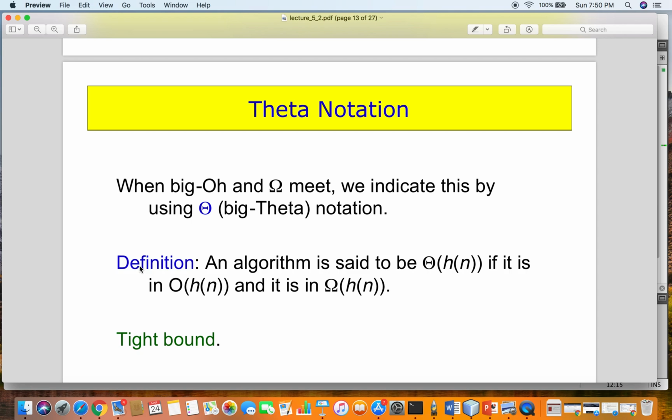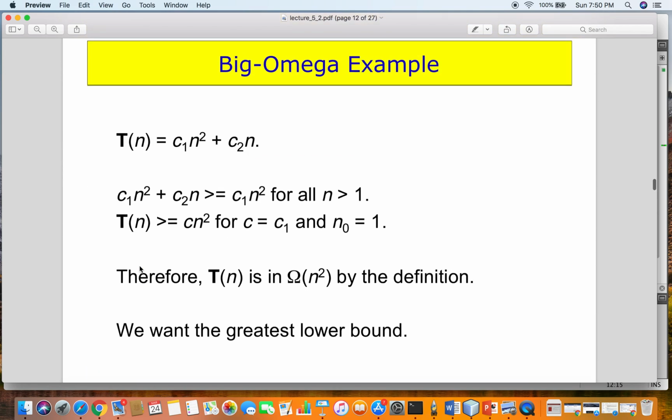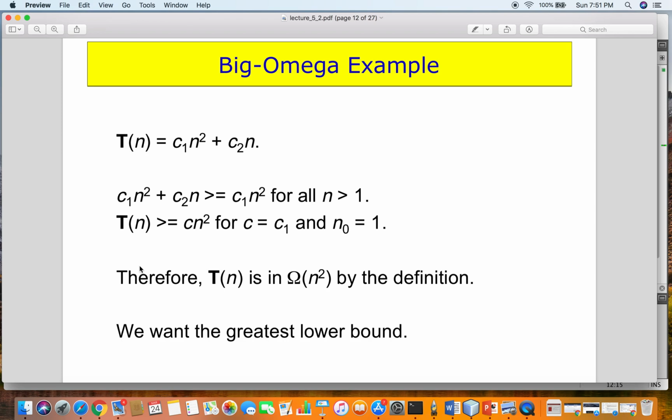So we looked at theta notation. These definitions are extremely important. When big O and omega meet, we indicate this by using big theta notation. The definition is, an algorithm is said to be theta of h(n) if it is in O(h(n)) and it is in Omega(h(n)). So these definitions are important. In exams you have to write them as they are. That's the end of the session.